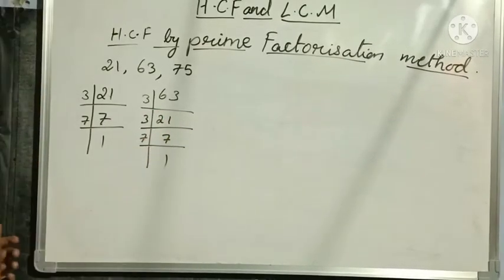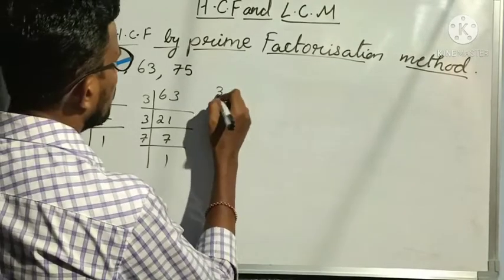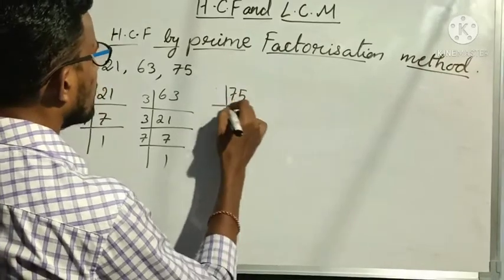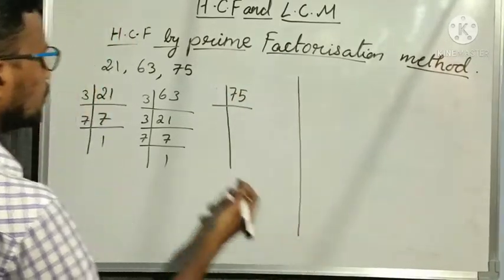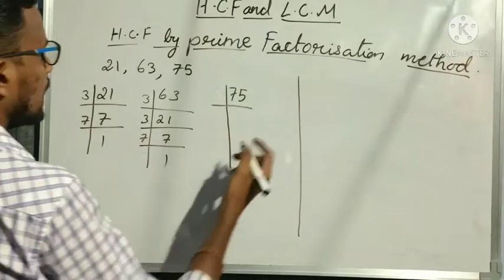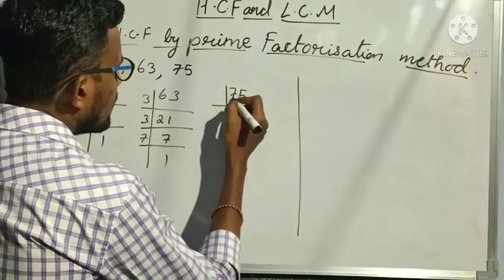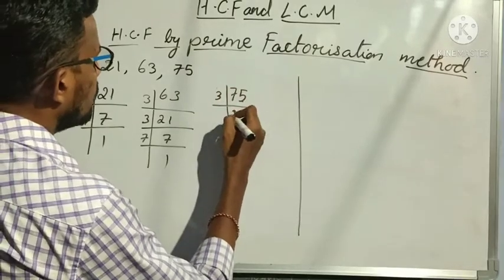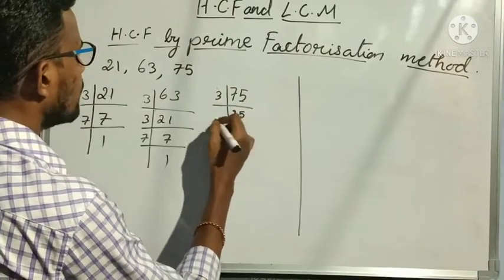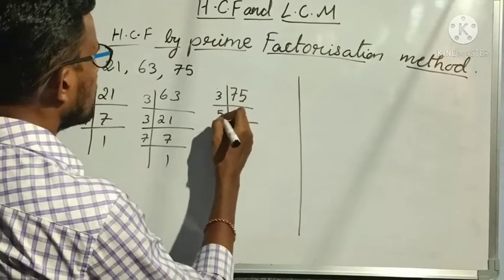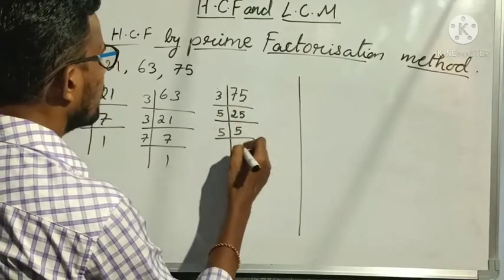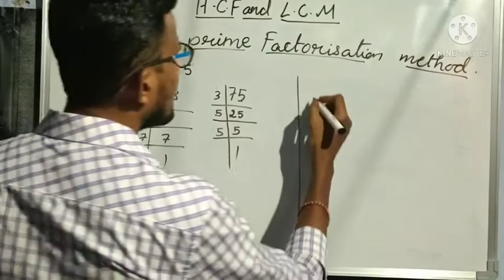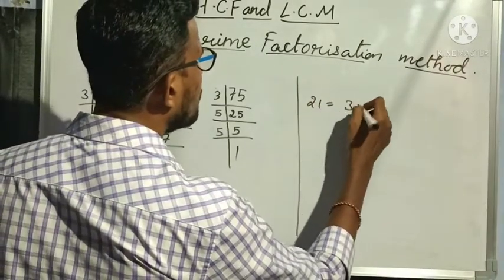Okay, now 75. For 75, which table? 2 table? No, it is not an even number. 3 table? Yes, because check the sum of digits here: 7 plus 5 is 12, so the 3 table will work. 3 ones, 3 2s are 6, 15 remains, 3 5s are 15. Now 25 means directly the 5 table: 5 5s are 25, 5 ones are 5. Understood? So now first let us write all these numbers. 21 is equal to 3 into 7.